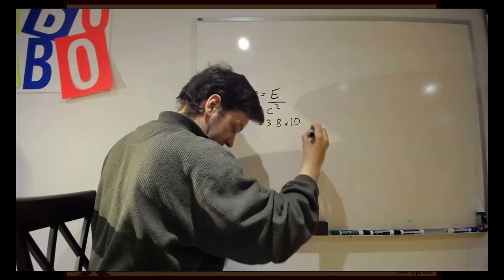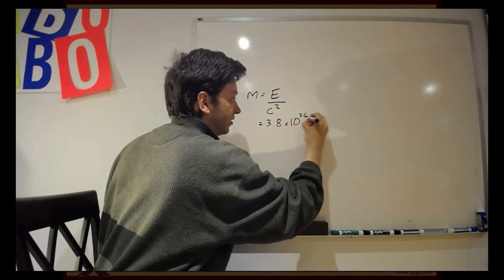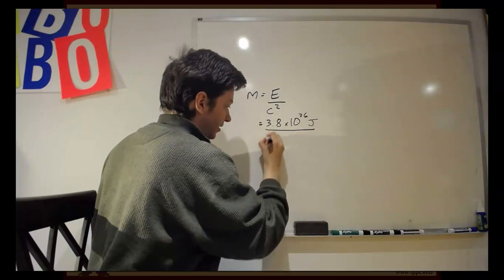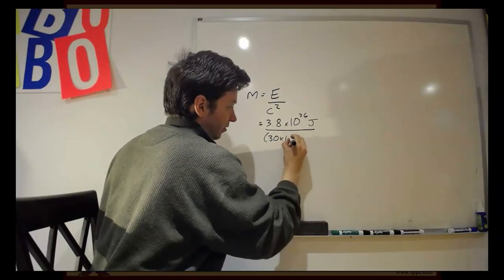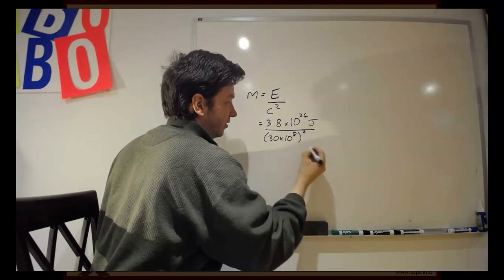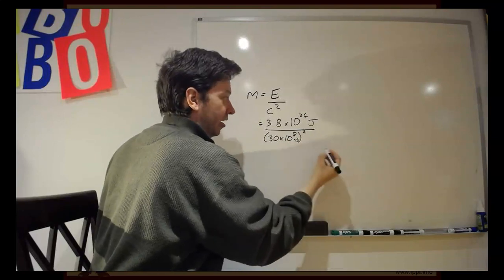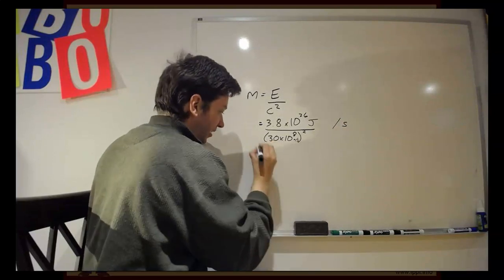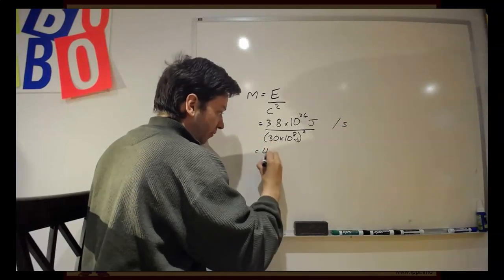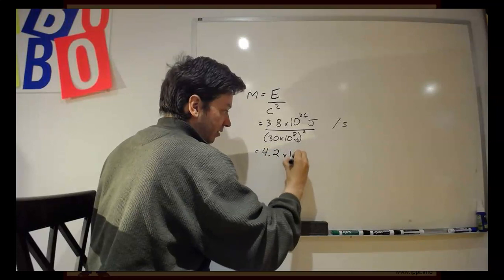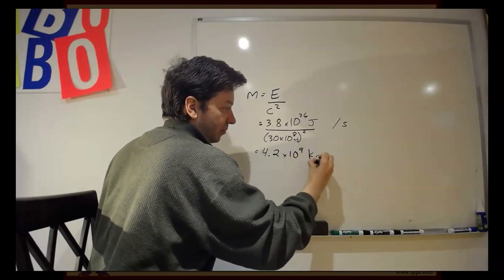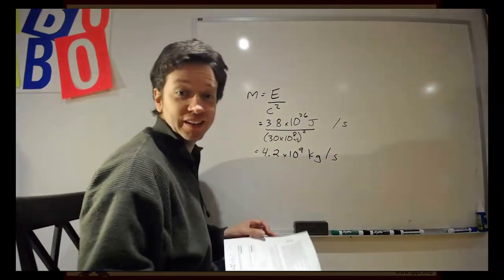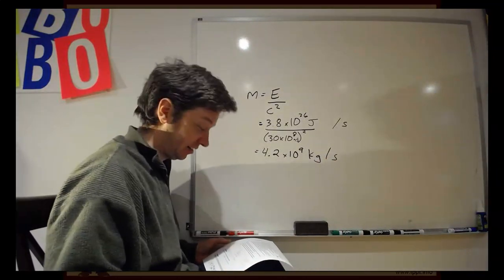3.8 times 10 to the 26 joules over c squared meters per second. And that's every second. And when we plug that into our calculator, we get 4.2 times 10 to the 9 kilograms every second. So the sun loses 4.2 billion kilograms every second.